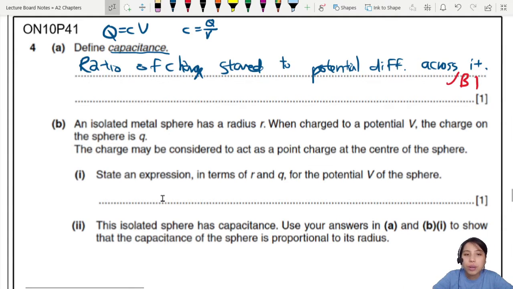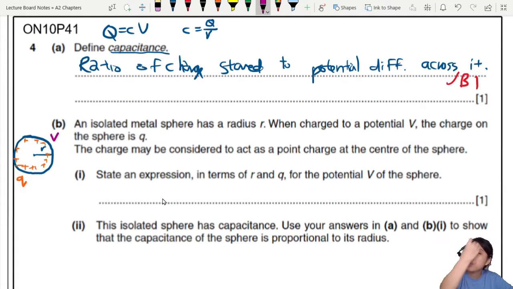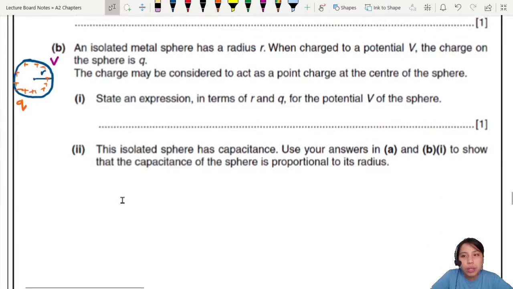Okay, next. We have an isolated metal sphere with radius r. When it's charged to a potential, the charge on the sphere is q. So you're going to have something like this, radius r, and it has all these nice little charges stored. Positive, I just assume positive. Yeah, it can be other things. So this one is charge q. It's charged up to a potential of V with respect to ground. The charge may be considered to act as a point charge at the center of the sphere.